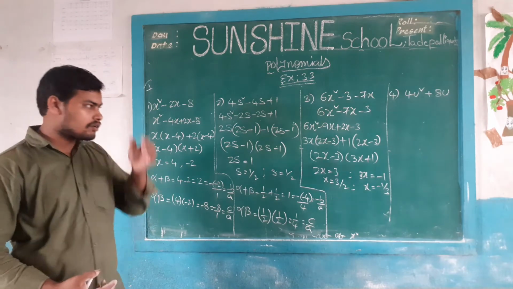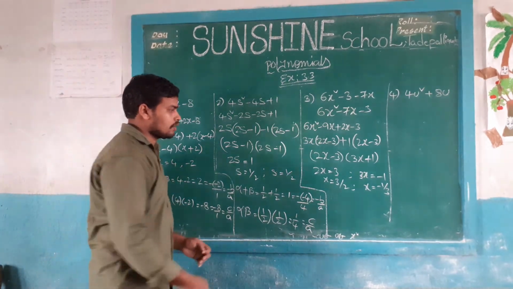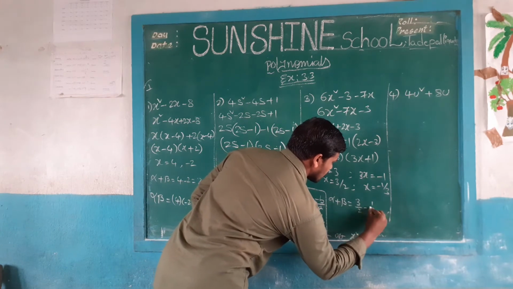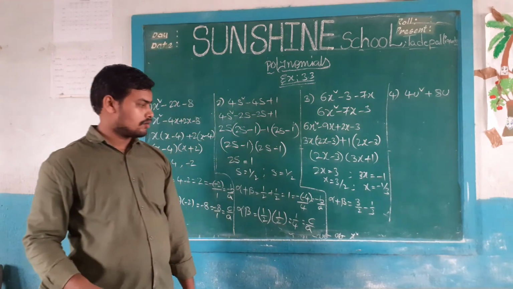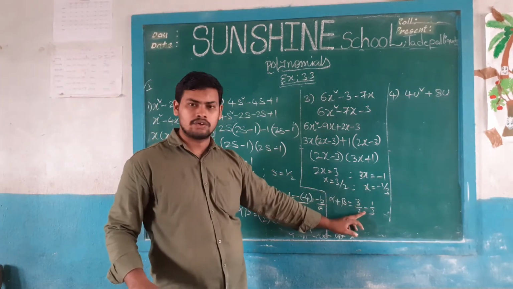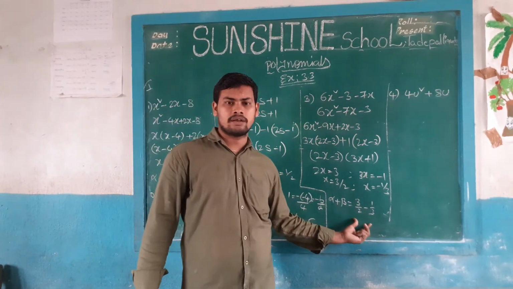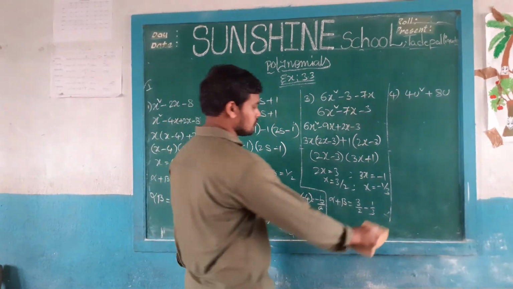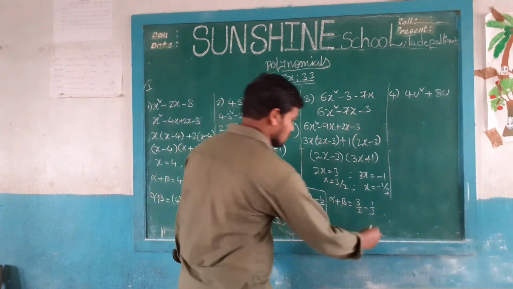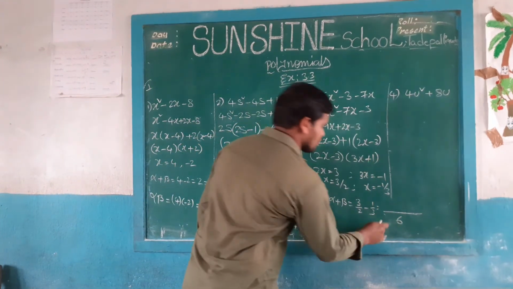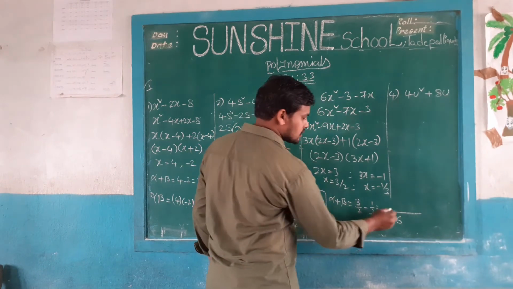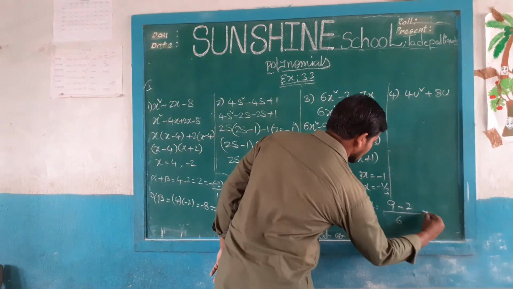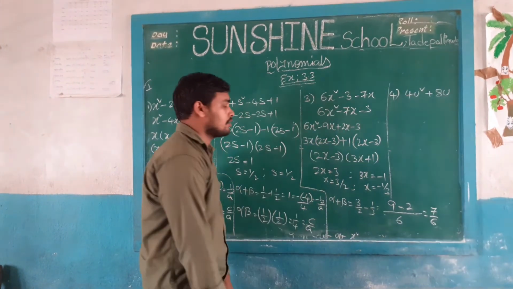Now we have to verify the relationship between zeros and coefficients. So alpha plus beta, 3 by 2 minus 1 by 3. Okay. What is the LCM here? LCM of 2 and 3 is 6. 2 in 6 3 times, 3 3s are 9. 3 in 6 2 times, 2 into 1, 2. 9 minus 2, 7 by 6.